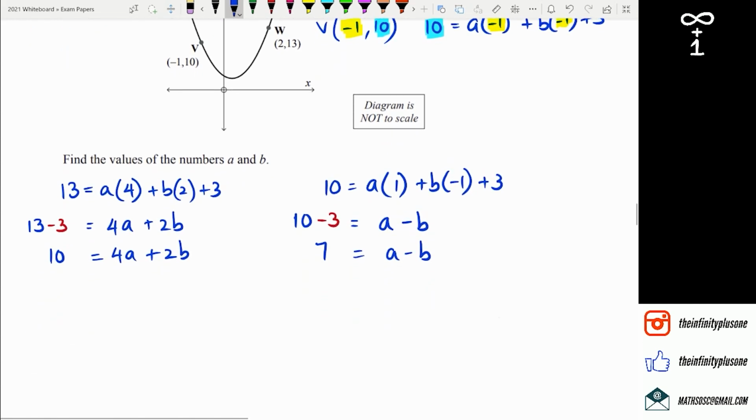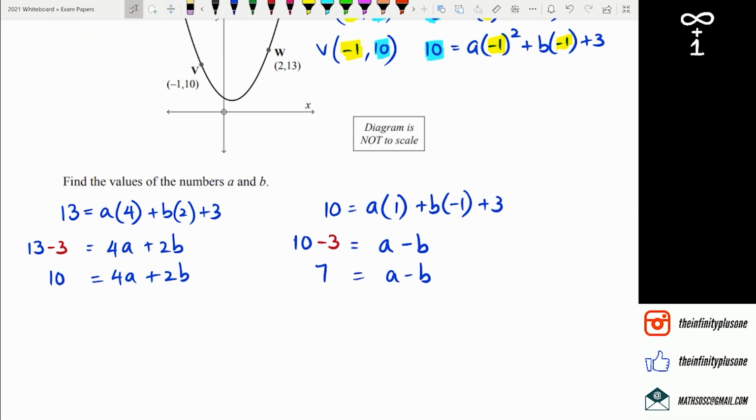With substitution, what I'm going to have to do is get rid of one of the letters. In this case, I'm going to get rid of the b, and I'm going to rewrite this as a equals 7 plus b. Because when I bring b to the left-hand side, and because it was negative on the right-hand side, the symbol changes, and we're good to go from here.